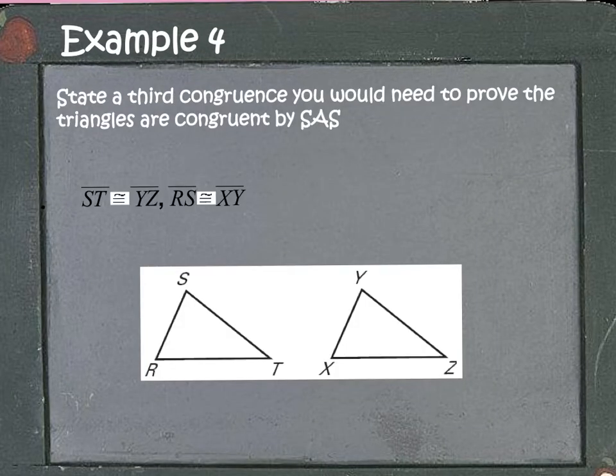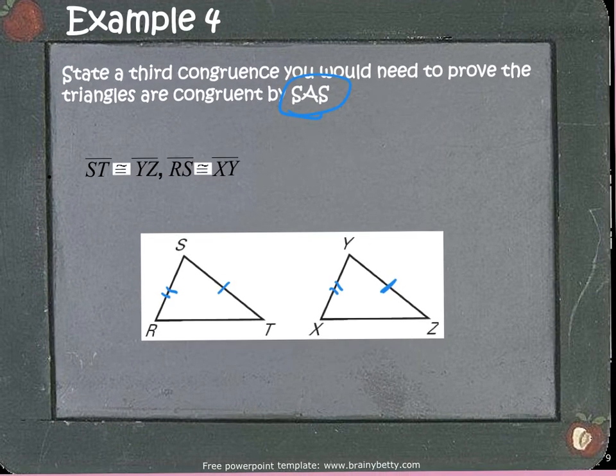Okay, last one. State a third congruence you would need to prove the triangles are congruent by side angle side. So what I am given is that ST is congruent to YZ and RS is congruent to XY. If I want to prove it by side angle side, what other piece of information would I need? Say again? No, side angle side. That would be side, side, side, right? Angle S and angle Y. It's got to be where the two sides meet.